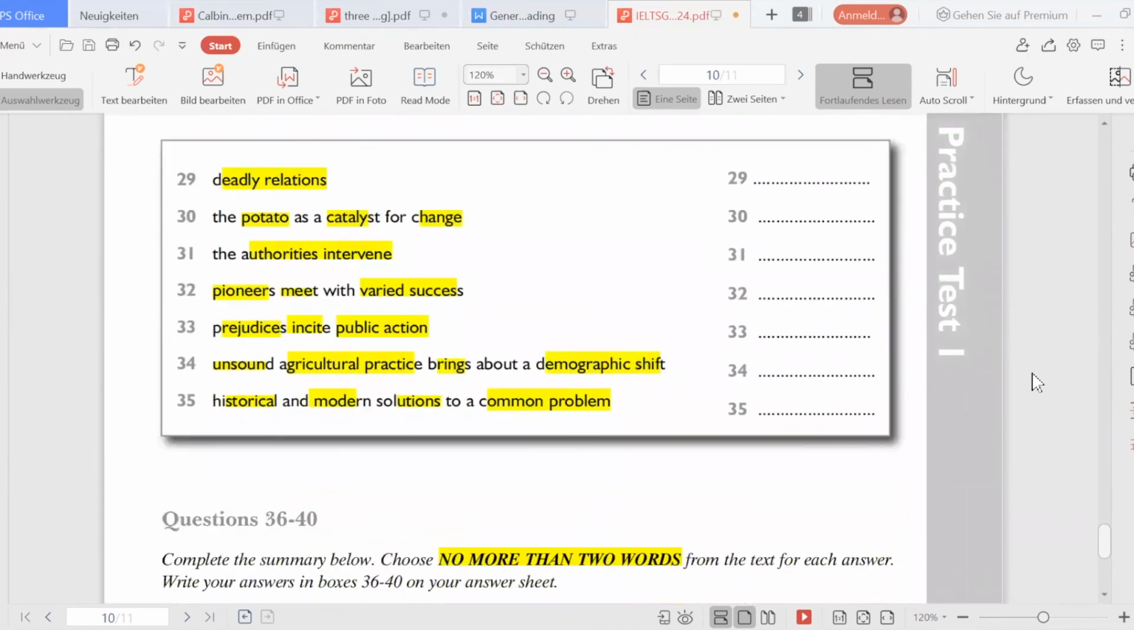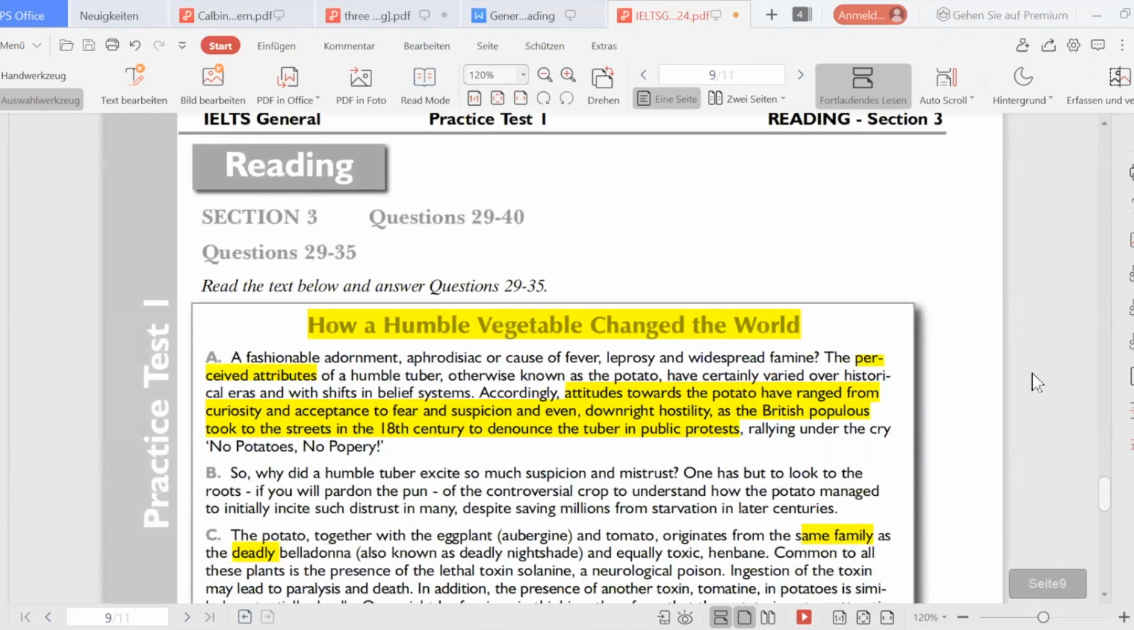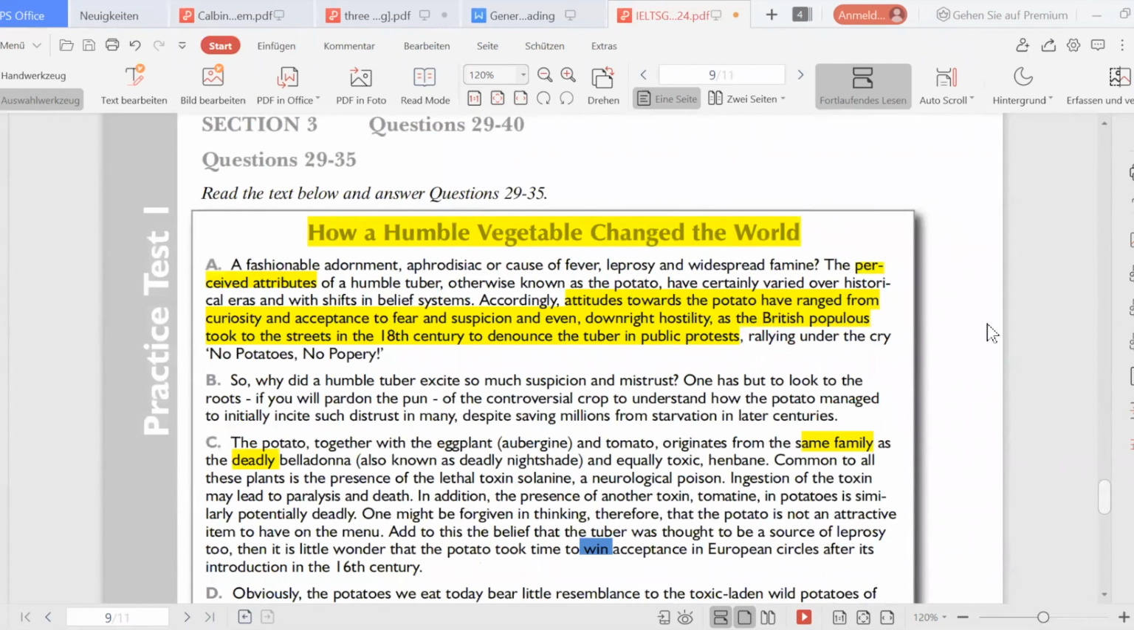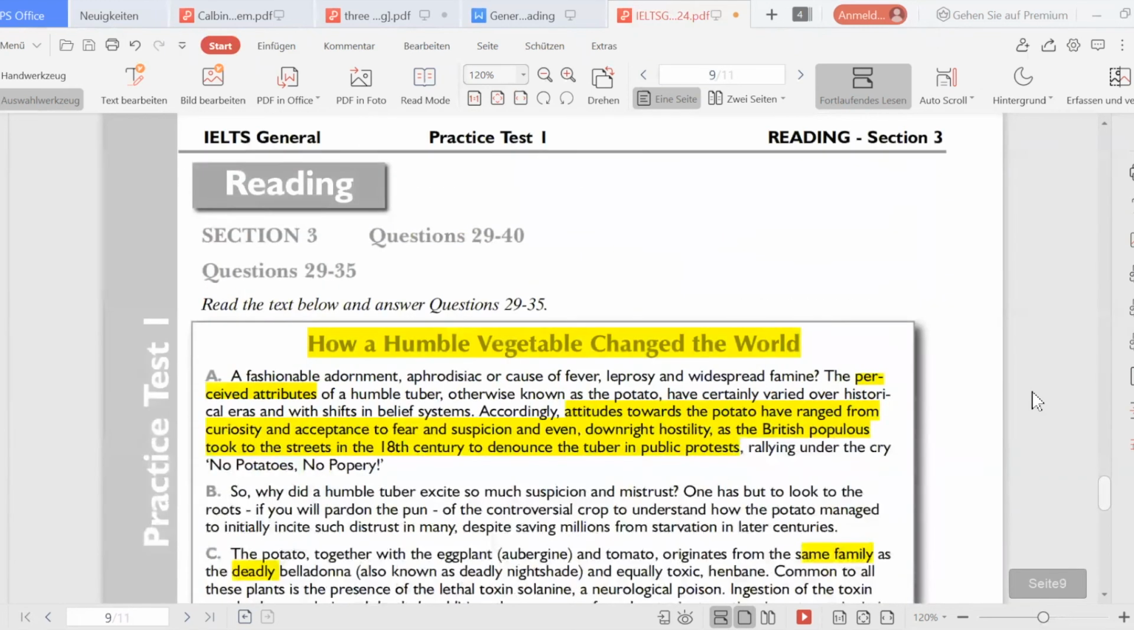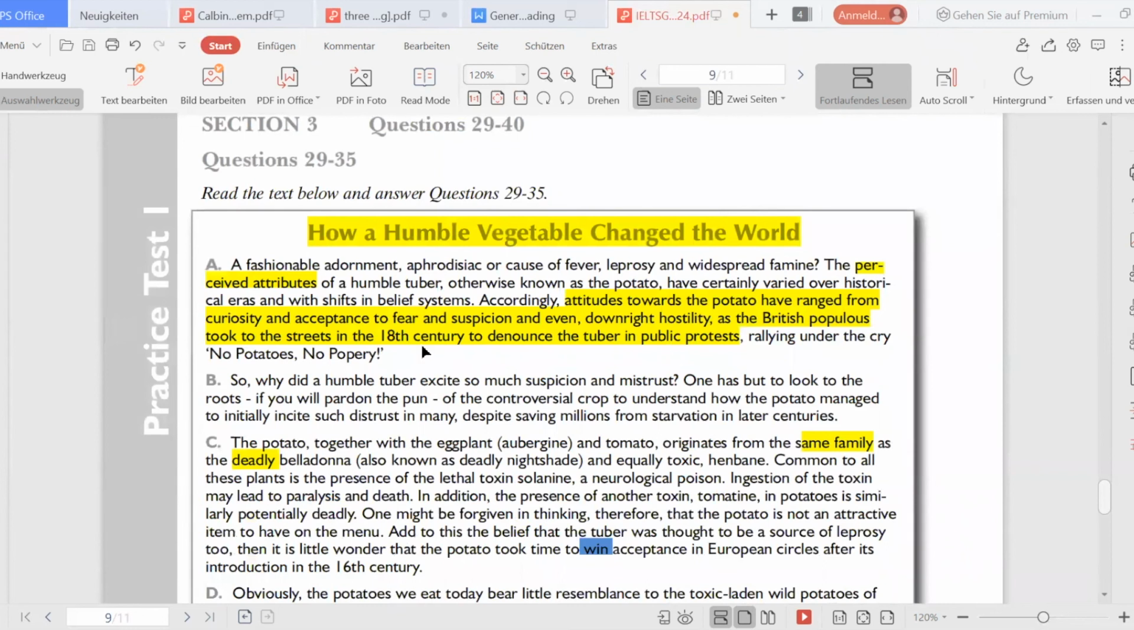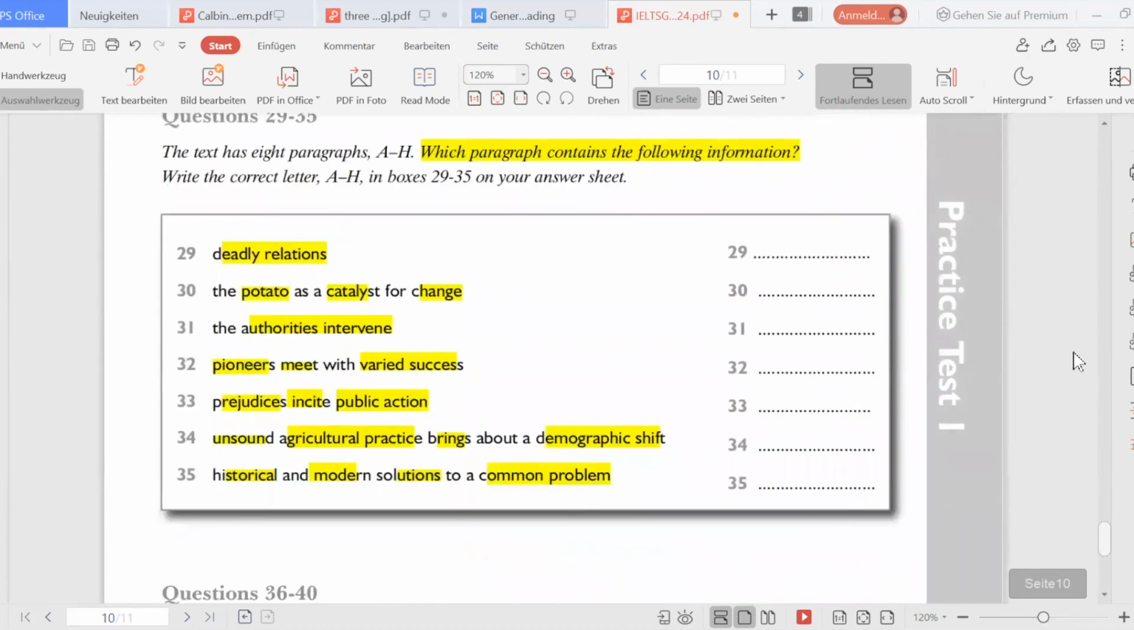Question 33, prejudices inside public action. Prejudice inside public action. When you go to A, it's actually there. What is a prejudice? It's a perceived attribute of something, okay? And the other, what was the other keyword? Public action. So you see there were protests on the streets. That is the public action. So it's in A.